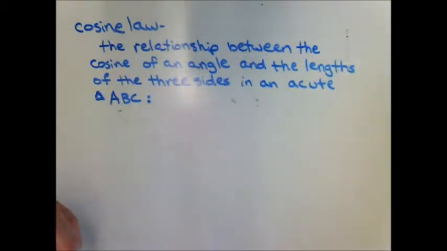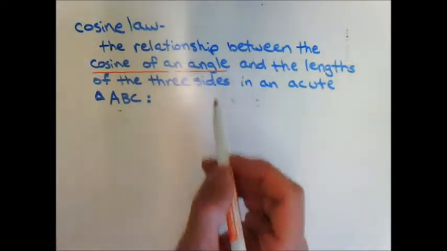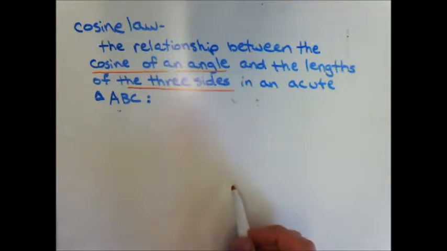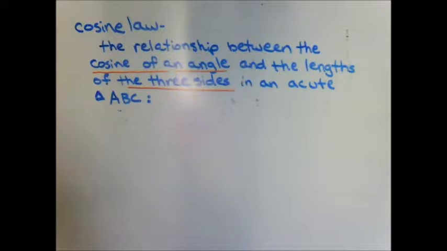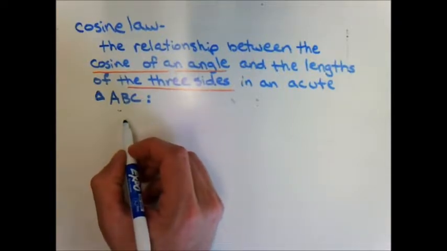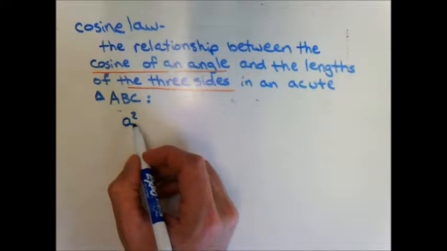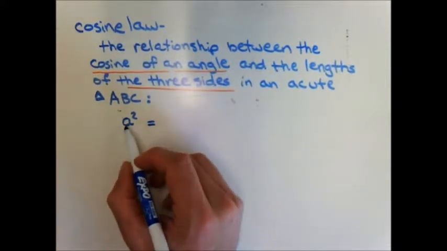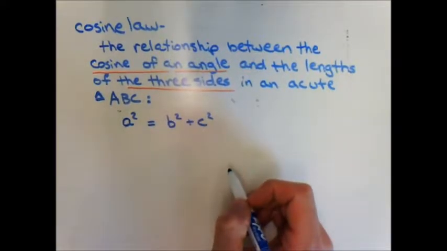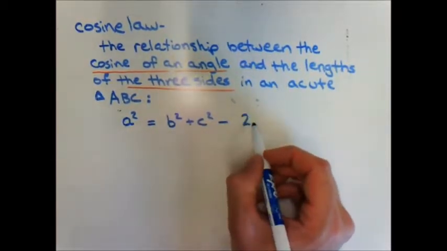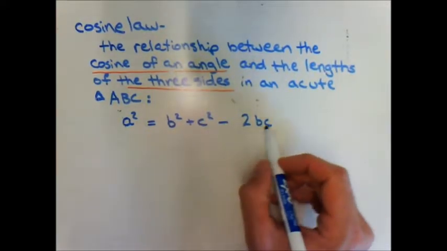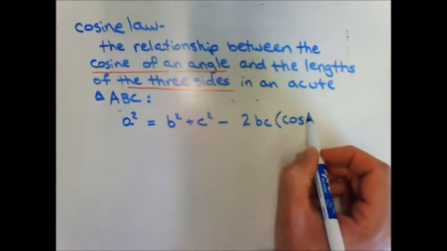So that's basically just telling you what's involved in the formula. The cosine of an angle is involved, and the three sides are involved. So A, B, C side lengths, as well as one of the angles. It doesn't matter which one. In fact, we can use cosine for any of the three angles. We just need to write it in a different way. For instance, if we want to find the length of A, we use it in this form. A squared is equal to the other two sides squared minus 2 times the product of the other two sides times the cosine of A.